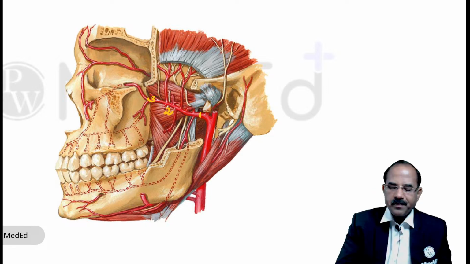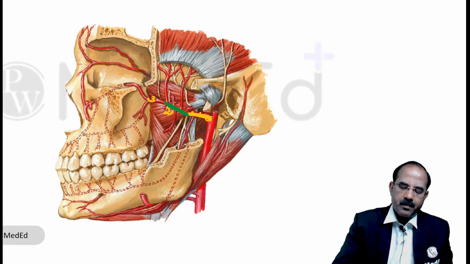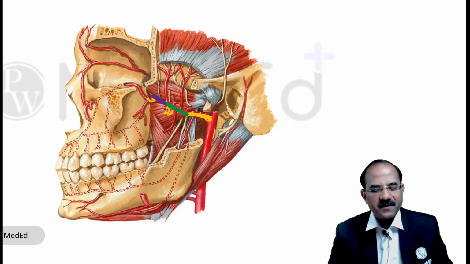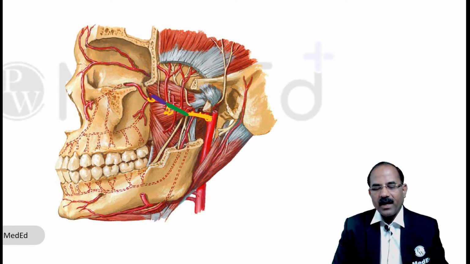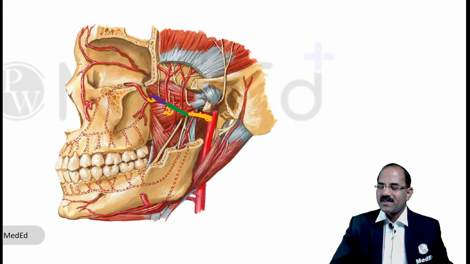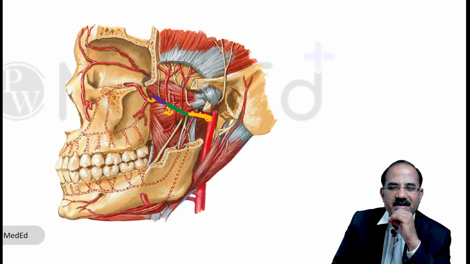From its beginning to the muscle, that's the first part. On the muscle, that's the second part. And the third part passes between the two heads of the lateral pterygoid muscle. So which is the muscle which divides the maxillary artery into three parts? Lateral pterygoid. Students, any other muscle dividing any such artery into three parts?